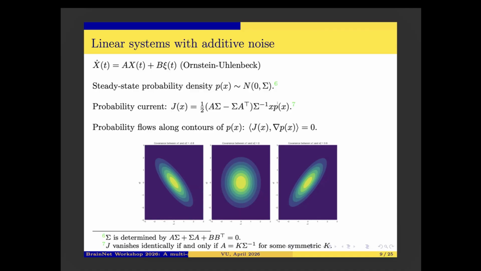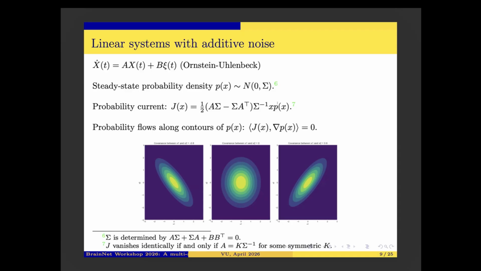Oh, sorry. And the second thing you see is that this current vanishes if and only if this term is 0. So, for example, if sigma is the identity matrix, so B is the identity matrix, then the current vanishes if and only if A is symmetric. So non-equilibrium dynamics has to do with the asymmetry of this deterministic dynamics.